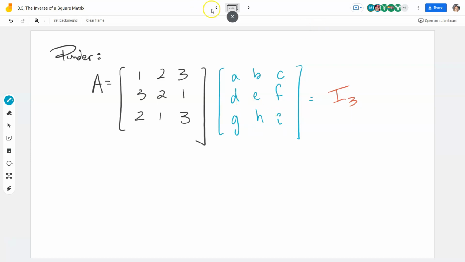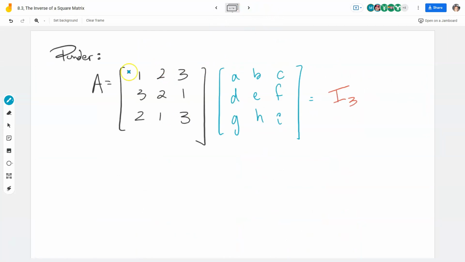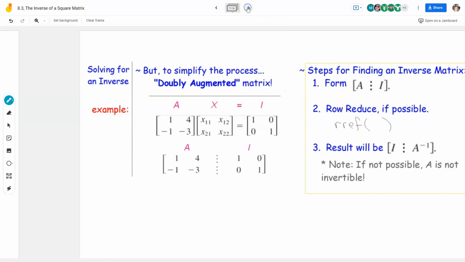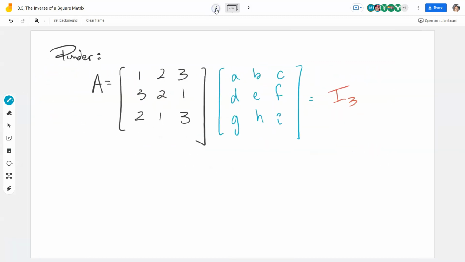Does this way work? Yes. But could the systems get really messy really fast? Yes, absolutely. I just went up from a 2x2 to a 3x3, and the work got exponentially worse. So let's talk about another way to kind of simplify what we just did. Instead of saying A, B, C, D, and multiplying and then making a system of equations, which, no thank you.